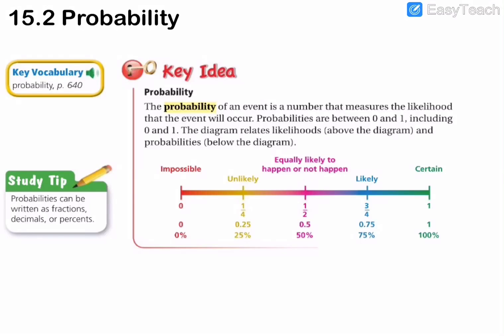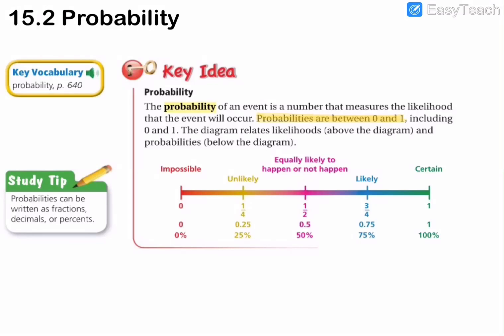So the probability of an event is a number that measures the likelihood that that event will occur. I'm sure you've heard the term before. But you have to remember that this is important. Probabilities are between 0 and 1. Okay? You're never going to have a probability less than 0, and you're never going to have a probability greater than 1. Your probabilities are between 0 and 1. So it includes 0 and 1 also.